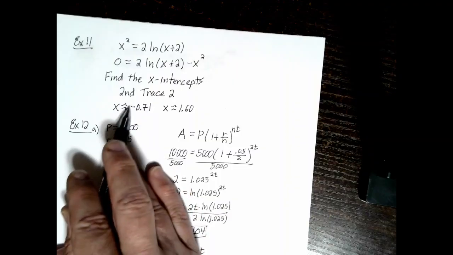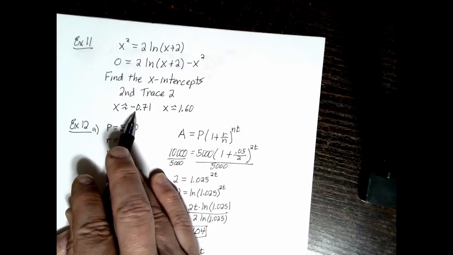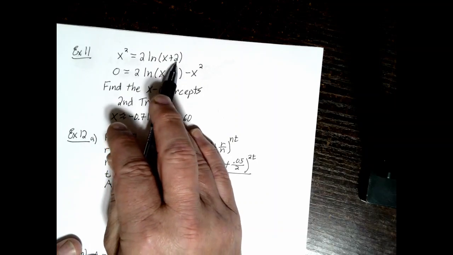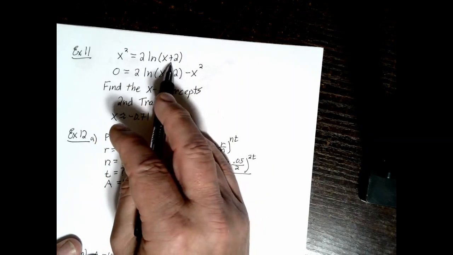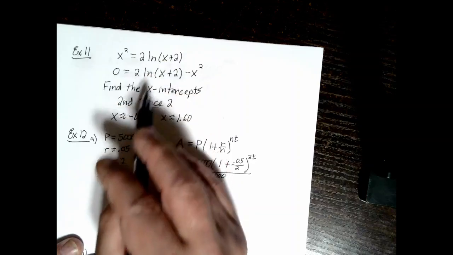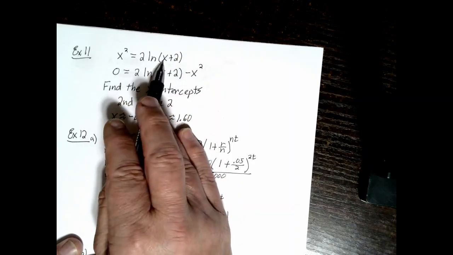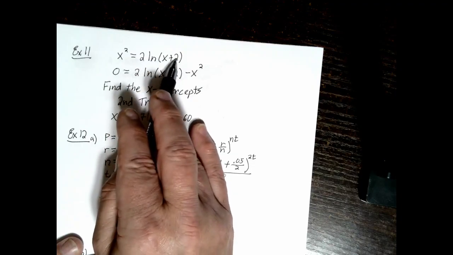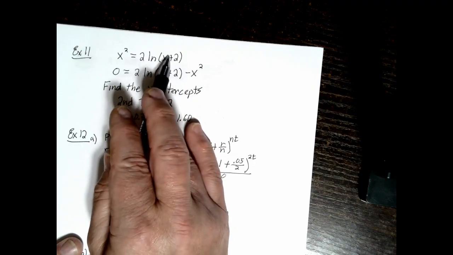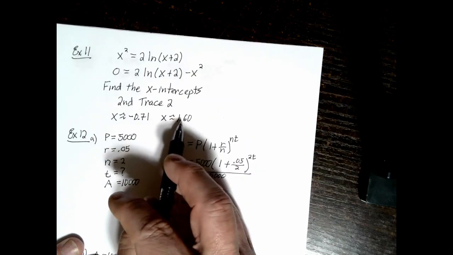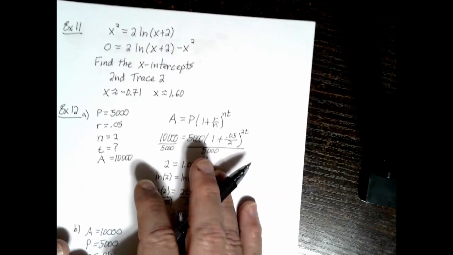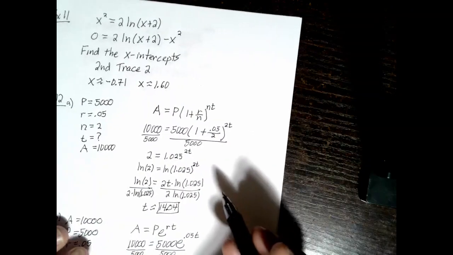Now you might say, well, wait a minute, that can't be an acceptable answer because that's a negative number. Well, check it. Negative 0.71 plus 2 is a positive 1.29. So even though you're plugging a negative number into here, when you add 2 to it, it becomes positive, and that's the number you want to be positive. And then 1.6 plus 2 is 3.6. That's positive as well. So both those are legitimate answers.